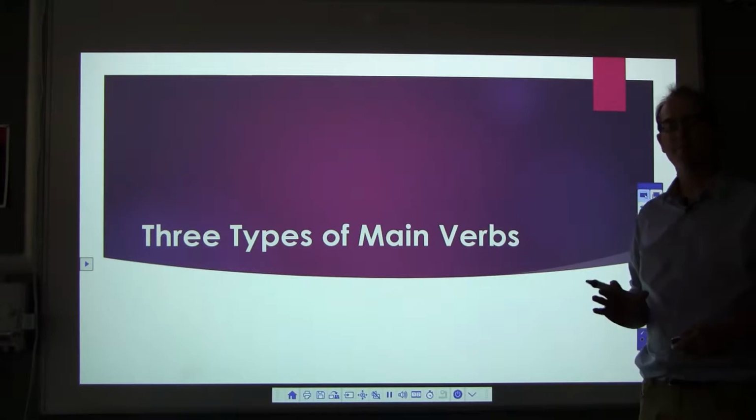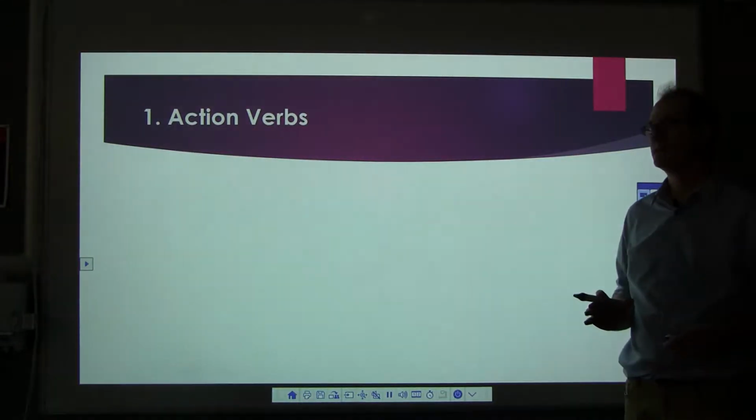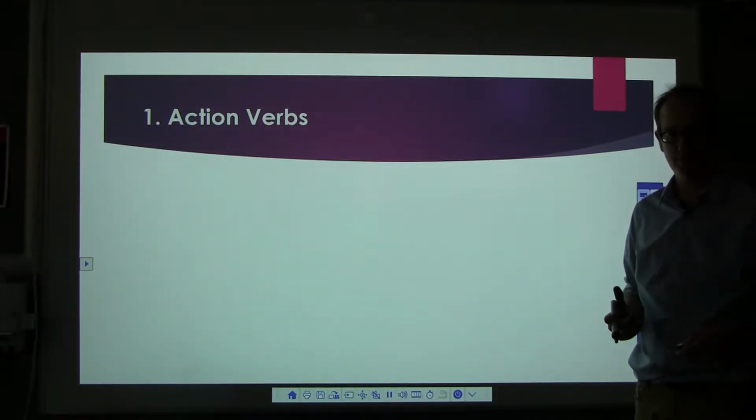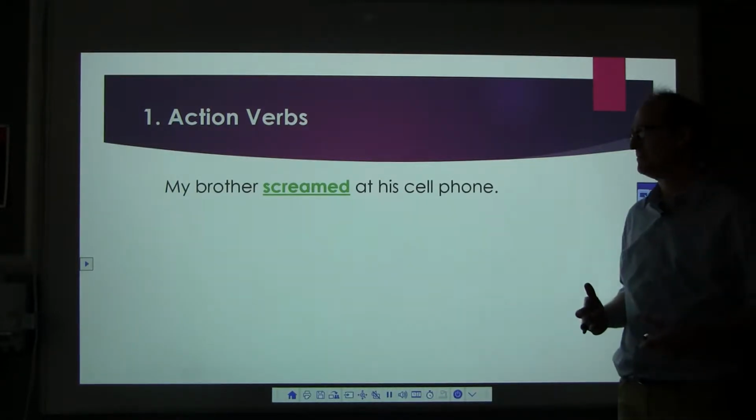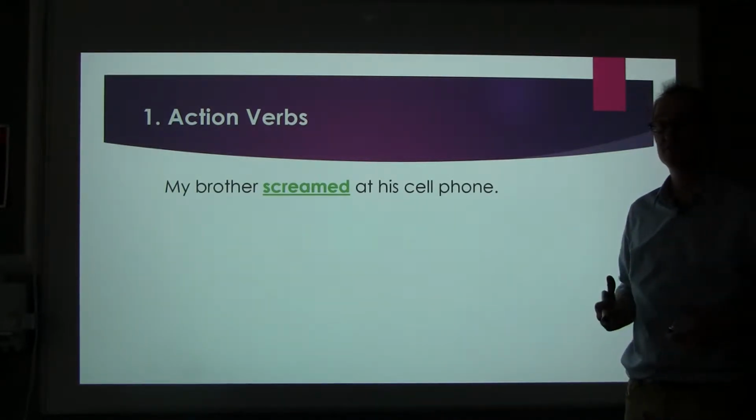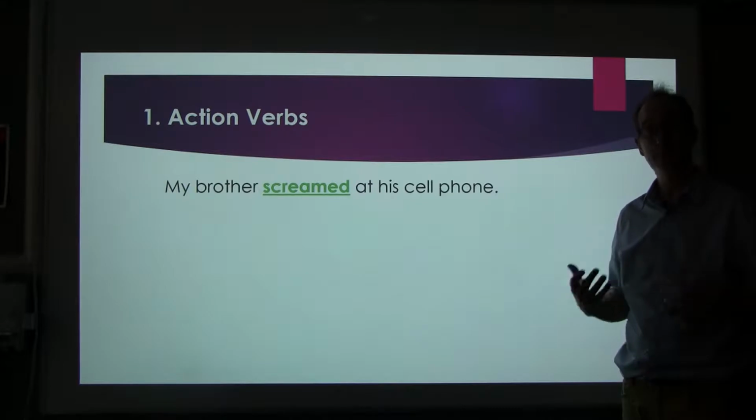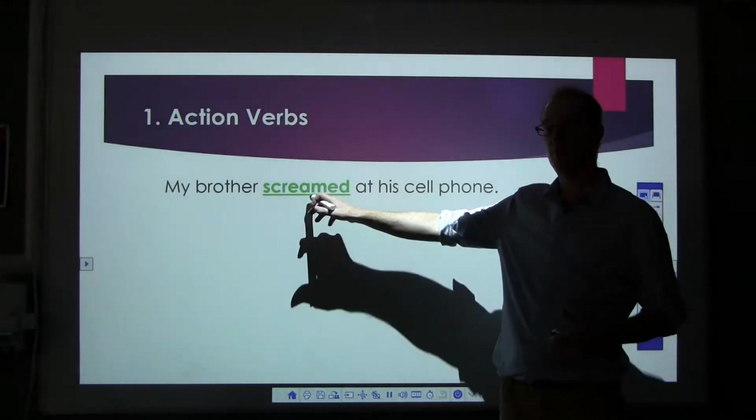There are three types of main verbs. The first one is the most common, and it's an action verb. My brother screamed at his cell phone. In this sentence, there's an action. There's some screaming going on. So that's the main verb of this sentence.